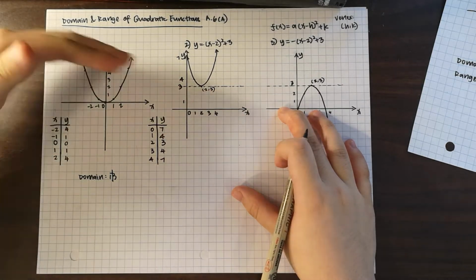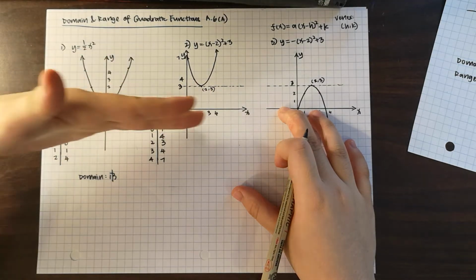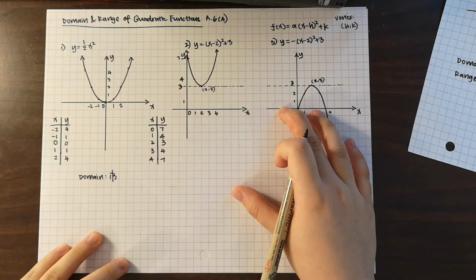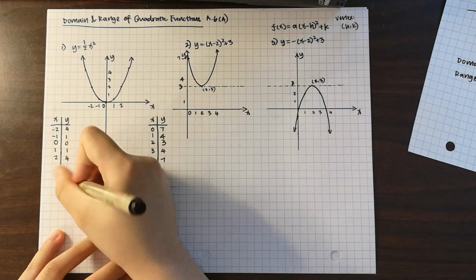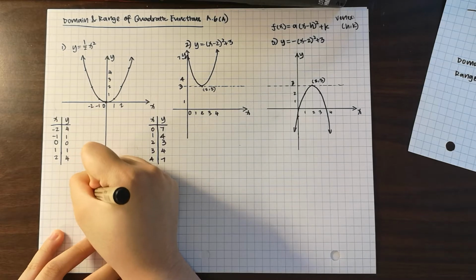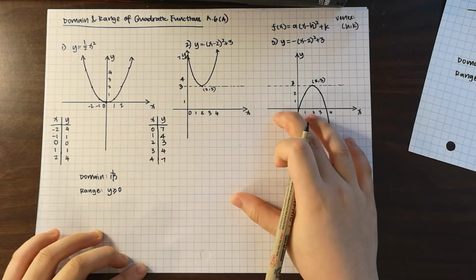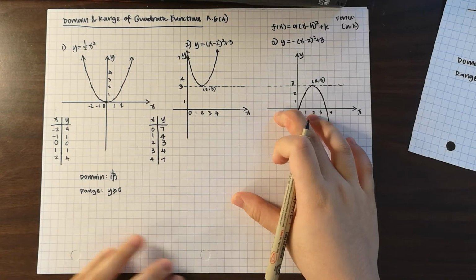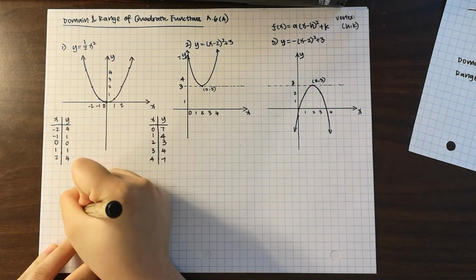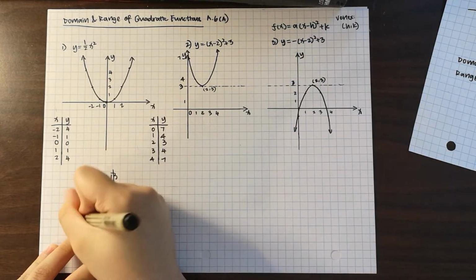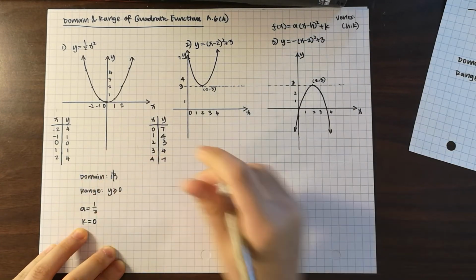Then we try to find the range. We see that the graph is completely above the x-axis, in other words, above the line y = 0. So we note that the range is y is greater than or equal to 0. In this case, a was equal to 1/2, while k was equal to 0.